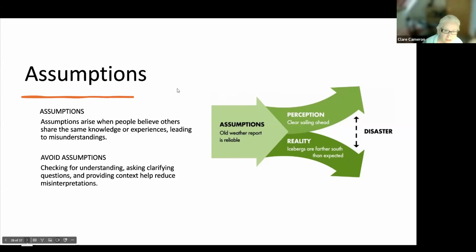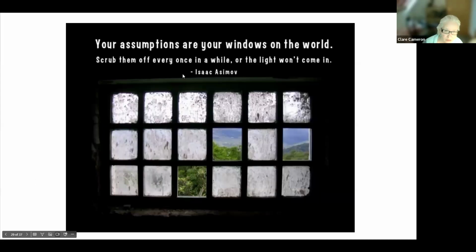clean the window. I love this quote by Isaac Asimov. Your assumptions are your windows on the world. Scrub them off every once in a while or the light won't come in. Think of all the assumptions we have that we go through with in our daily lives. How much clearer would our lives be if we just cleared off the windows?